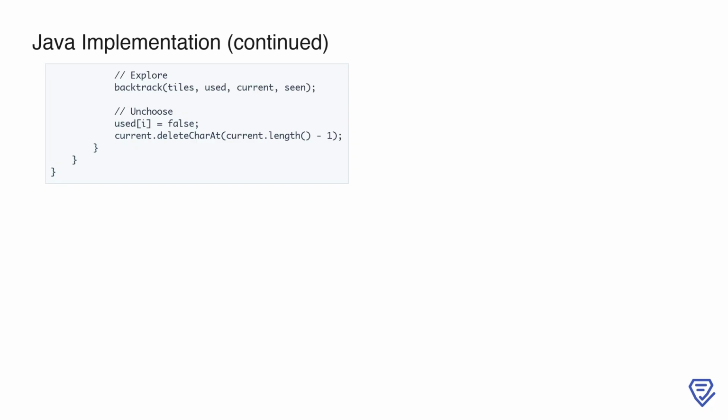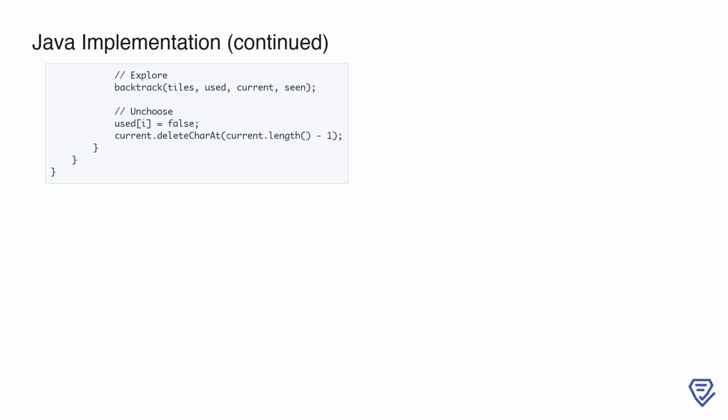If the character passes these checks, we make a choice by marking it as used and appending it to the current sequence. With this updated state, we recursively call the backtrack method to explore further possibilities. Once the recursive call returns, we unchoose the character by marking it as unused and removing it from the current sequence. This backtracking process systematically generates all possible unique sequences, and the method ultimately returns the size of the scene set as the result.